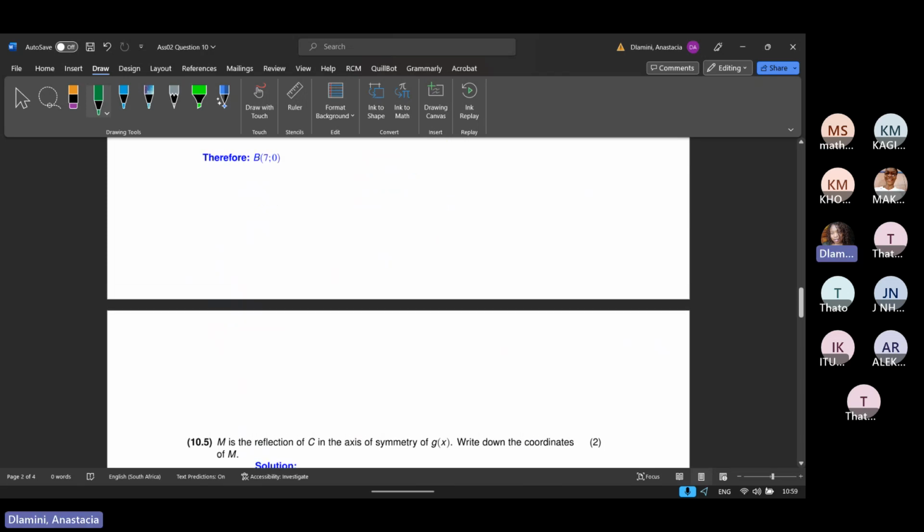This one: M is a reflection of C in the axis of symmetry of g of x. Write down the coordinates of M. There are words there, for you to answer this. Is the reflection axis of symmetry?